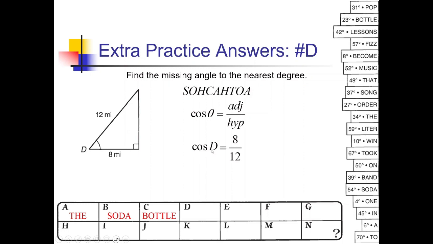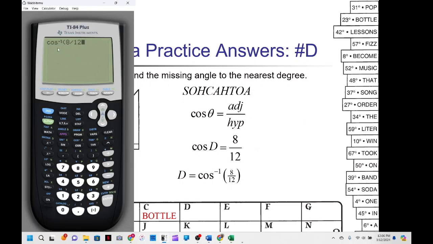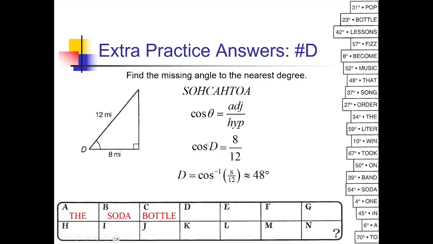So then D is the inverse cosine of 8 over 12. Inverse cosine of 8 over 12 on the calculator, that's second cosine. That's going to give me 48 degrees. And then 48 degrees is going to be, which of these words here? We got to take a look. There's a lot of them. There we go. That is the word.